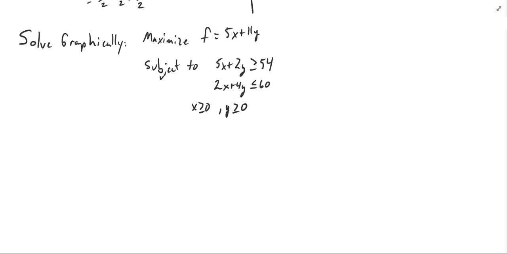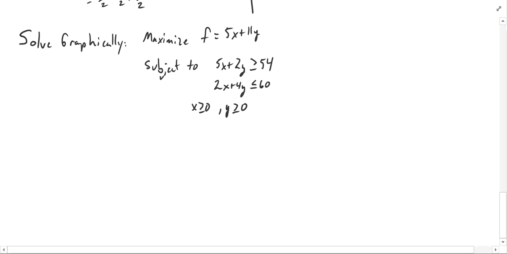Alright, in this question we want to solve the linear programming problem. We wish to maximize f equals 5x plus 11y, subject to 5x plus 2y is greater than or equal to 54, 2x plus 4y is less than or equal to 60, x is greater than 0 and y is greater than 0, and we're asked to solve it graphically.